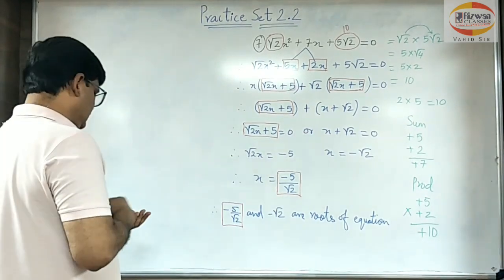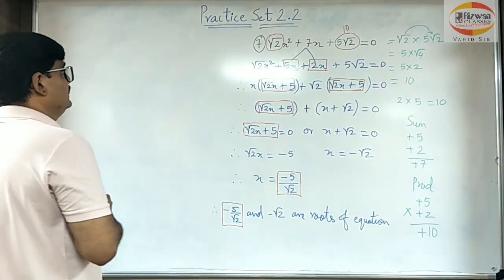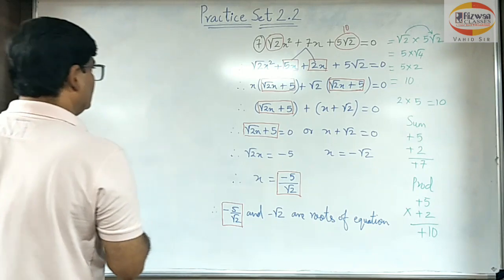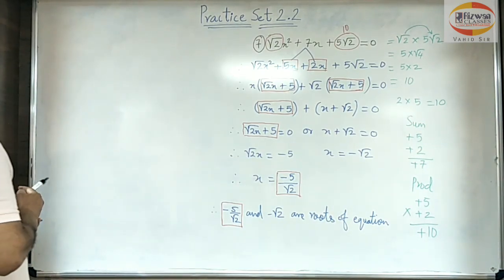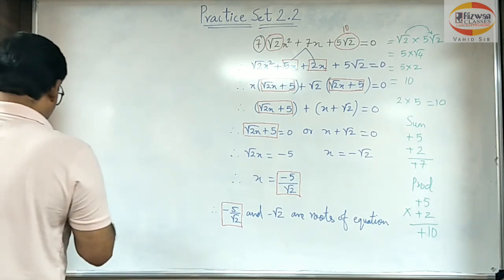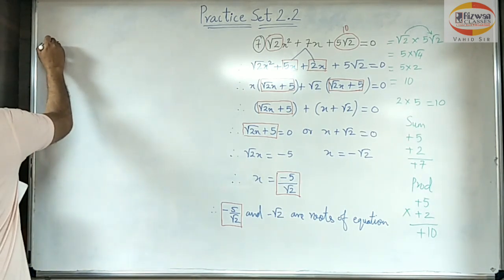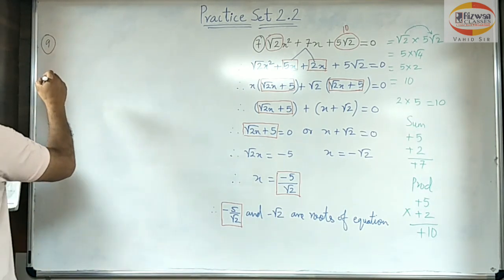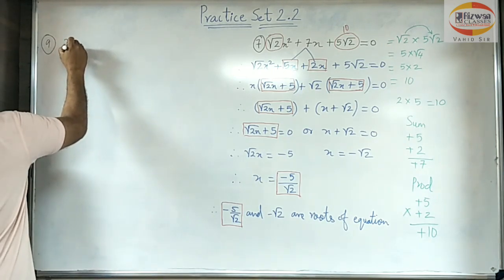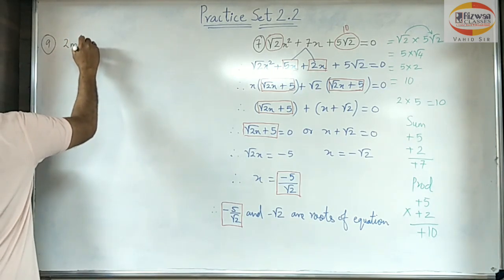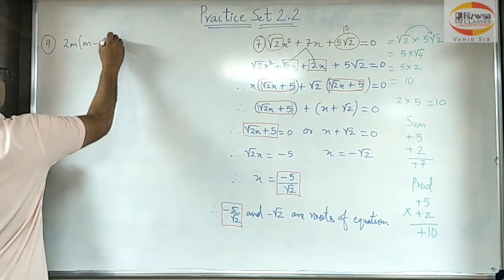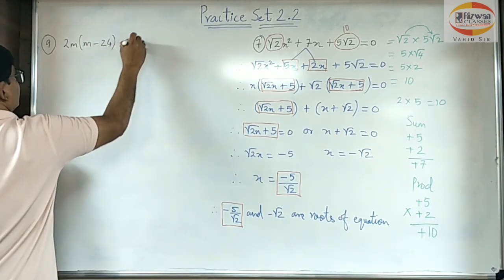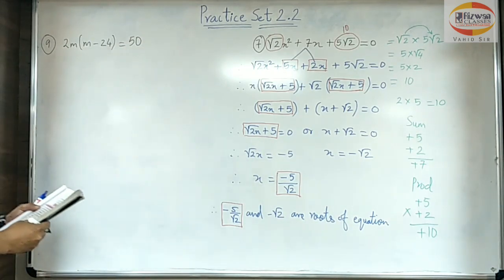The sum number 9. This is what we did. I have done the sum number 7 over here. Now I will be doing the sum number 9. Now sum number 9, let's check it out. What is sum number 9? This is what you have here: 2m, and you have m minus 24 is equal to 50.